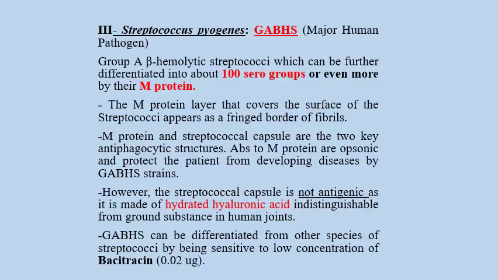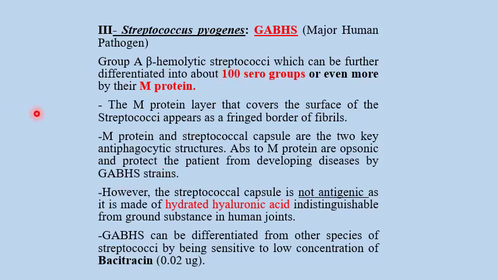Now we're going to start to speak about Streptococcus pyogenes, which is the major human pathogen. The rest of the lecture will be about Streptococcus pyogenes. We call it group A beta hemolytic streptococci.